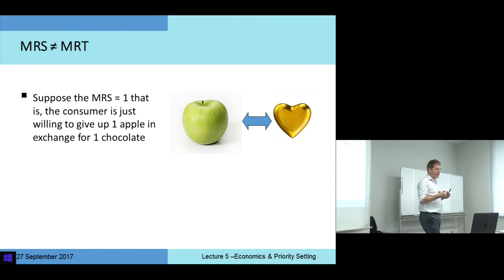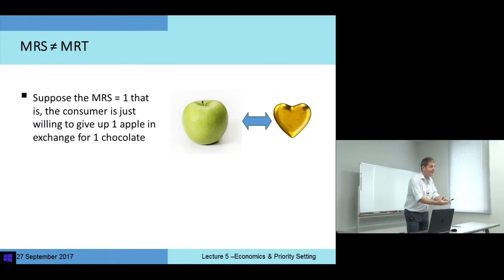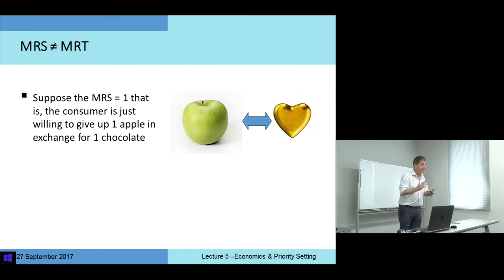Now, the marginal rate of substitution doesn't have to be 1. For some people, it could be 10. If I'm going to give up an apple, lovely green crisp apple, I need 10 chocolates to compensate me. For some people, it could be 0.1. I'll give up 10 apples as long as you give me 1 chocolate. So that's to do with people's preferences. And just to keep our example simple, let's assume it's equal to 1.